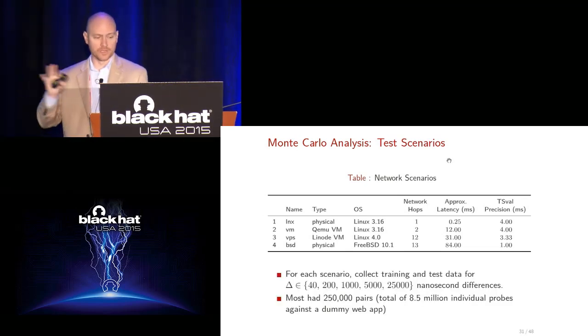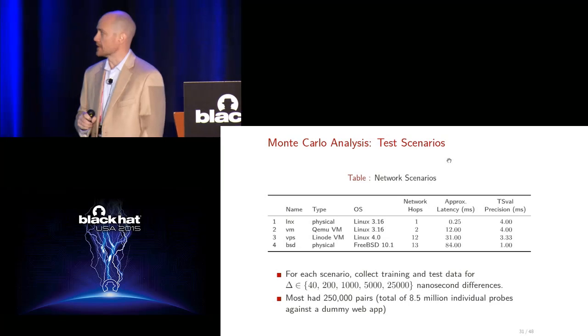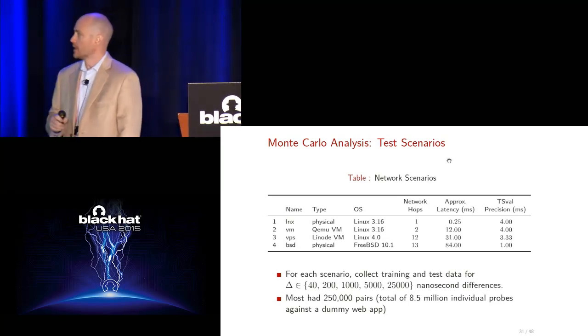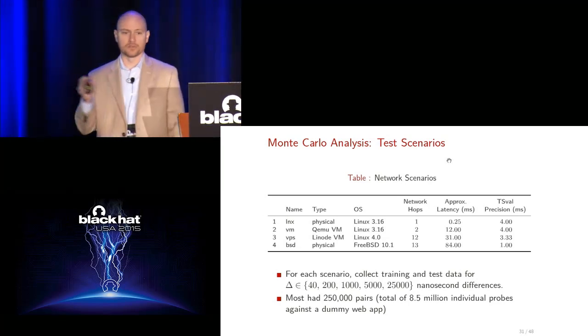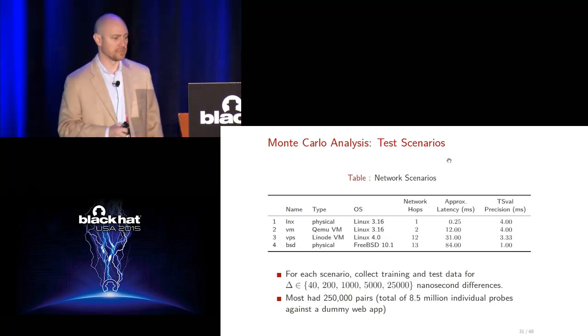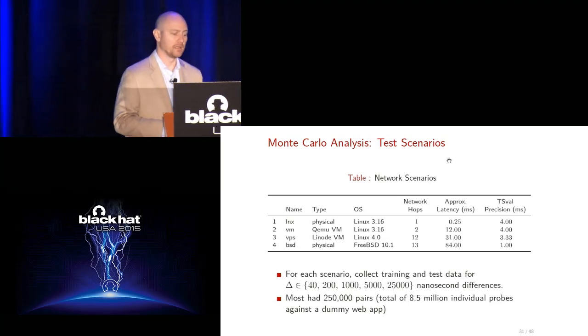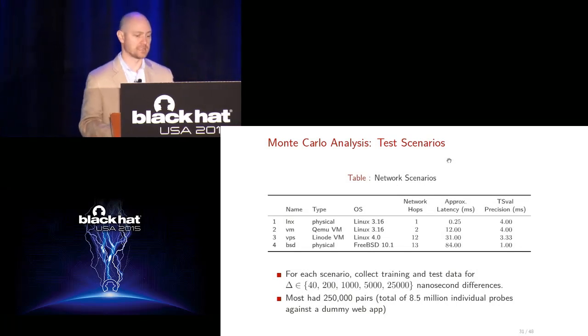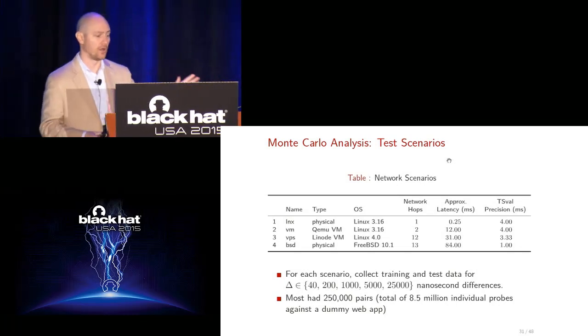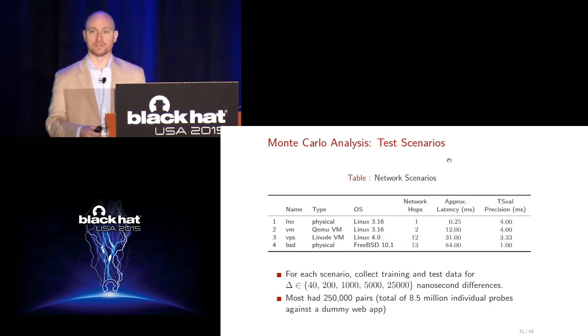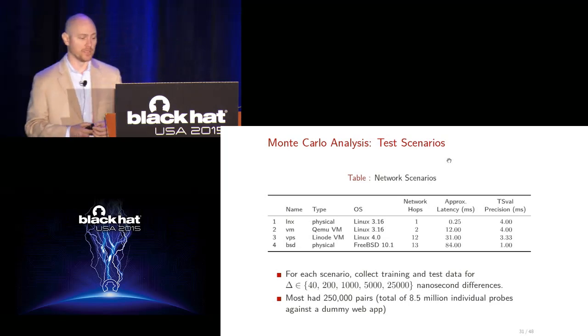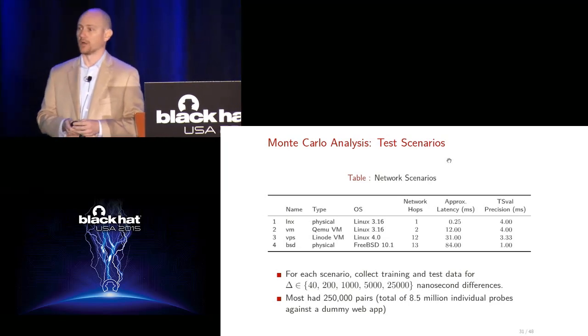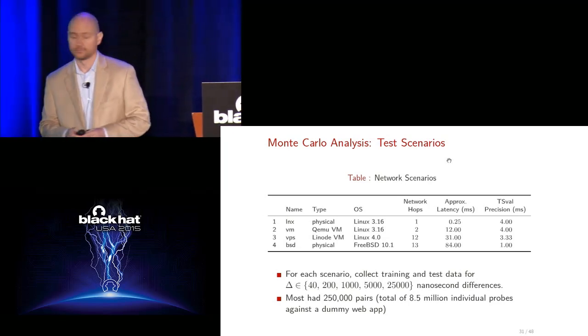What's important for the Monte Carlo analysis is that we've taken 5 different deltas, so differences in the nanosecond differences. And then we've taken around 250,000 pairs of each test case. So there are 17 test cases in all. And what this led to is about 8.5 million different individual probes across all of these test cases.